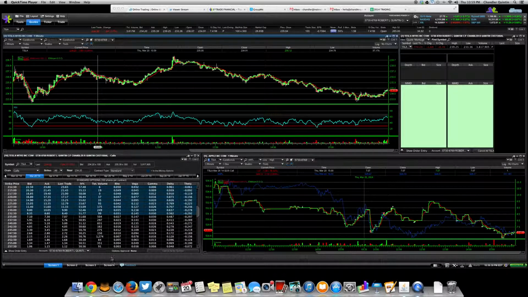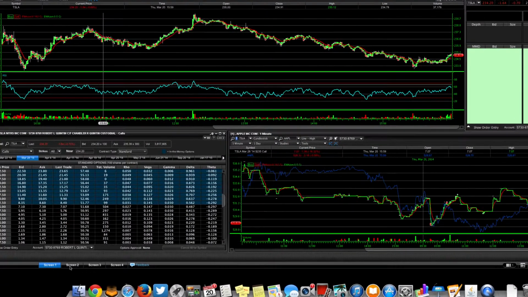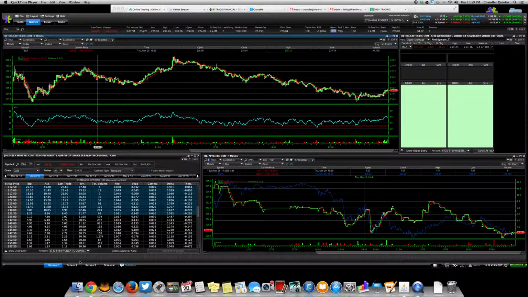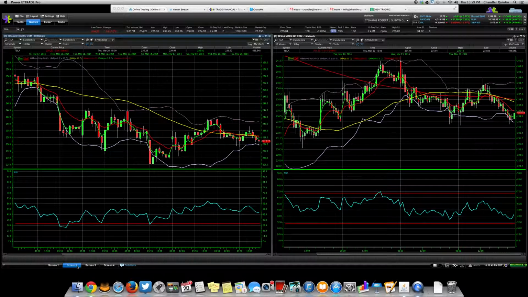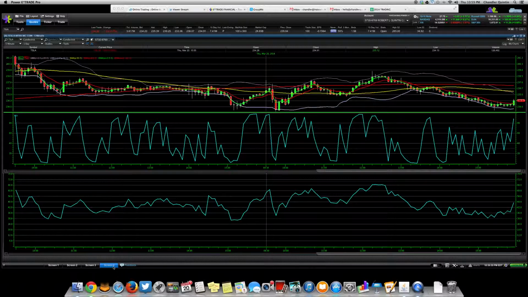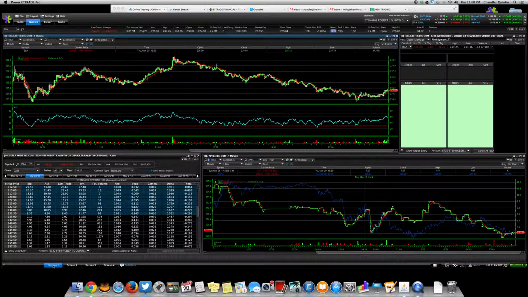So into the screens, I have 4 screens set up, and down here, as you guys know, there's 4 screens that you can set up on Etrade. My first screen is my overview screen. My second screen is 2 dual charts. The third screen is the options. And the fourth screen is, again, 2 dual charts, but they're set up horizontally, and I'll go into that in a little bit.